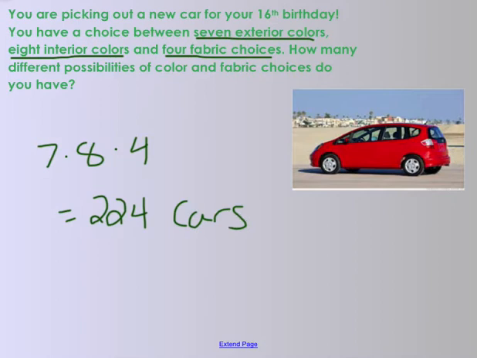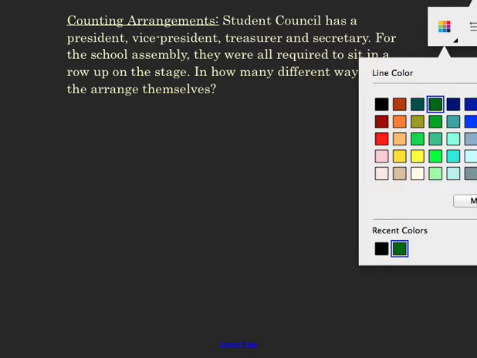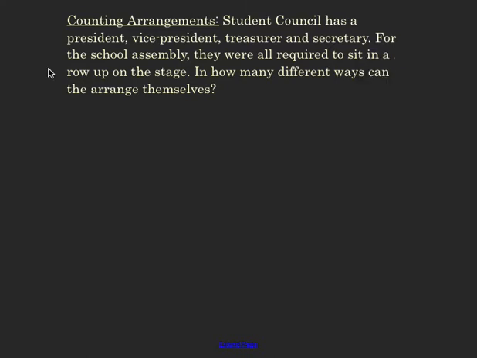Next, let's take a look at number 4. Number 4 says student council has a president, vice president, treasurer, and secretary. For a school assembly, they are required to sit in a row on stage. How many different ways can they arrange themselves? Well, there are 4 of them, so let me draw out these blanks. These represent their seats.